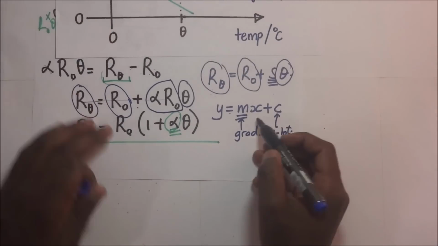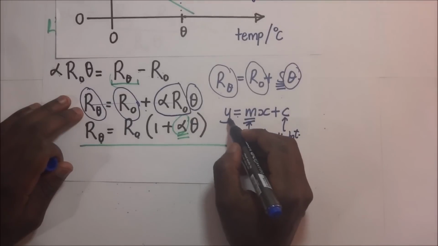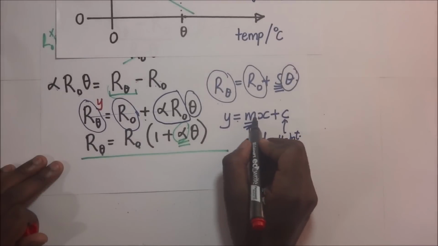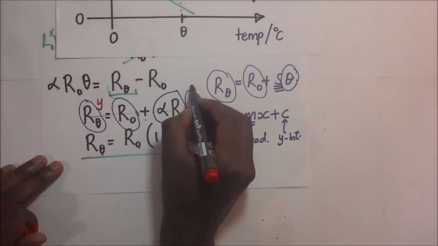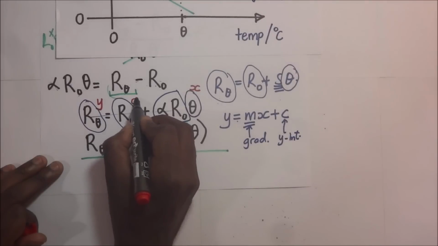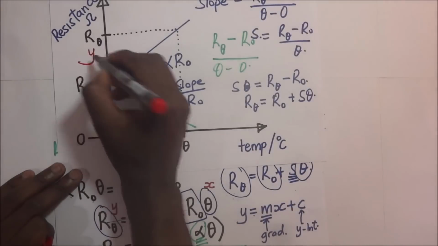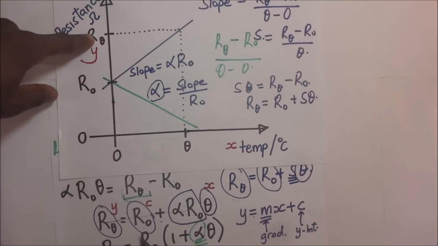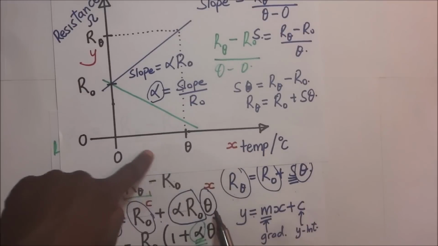Now, if you look at this equation and relate it to that one, you'll find that the value of y is actually r theta. This is the value of y. The value of x is where the gradient is m. So this is the slope we identified, and the value of x is right there. And the y-intercept is actually r naught, which is c. If we were to plot a graph of y against x, you realize that our value of y corresponds to r theta, and our value of x is theta, the temperature in degrees.